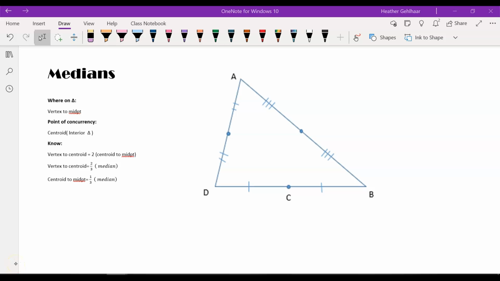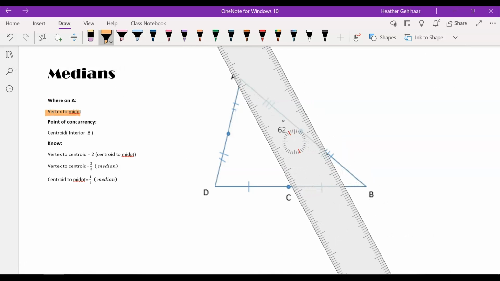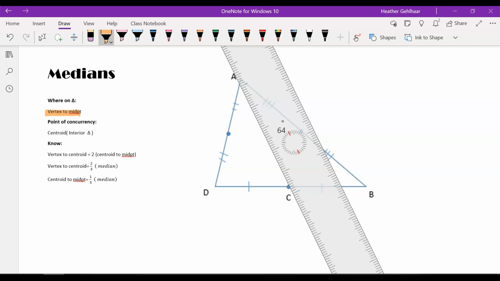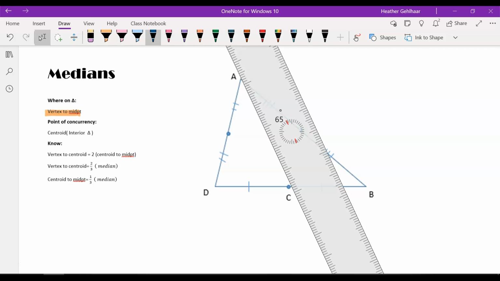All right, so in this video, we are going to go over medians. To recap, medians are drawn from the vertex to the midpoint. So right now, I'm going to go ahead and draw it. I'm going to use my ruler just to make sure it's nice and straight. Taking a look here, you're going from the vertex to the midpoint.